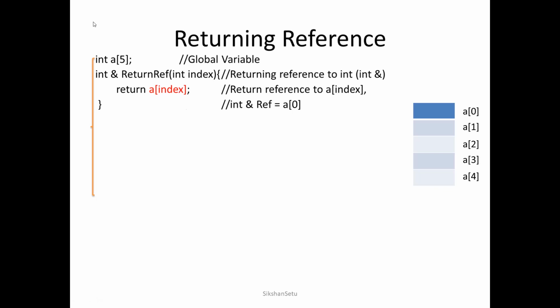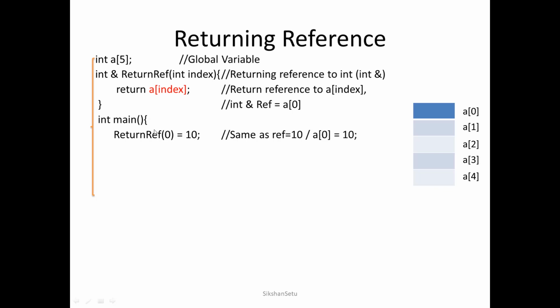It means that if I am passing index 0, then it will return the reference of a of 0. Why? Because this is an integer reference. So this variable's reference will be returned, or we can say the access of this variable will be returned. So, to get the access of a particular element, we can use return by reference. Let's try to understand the whole program.